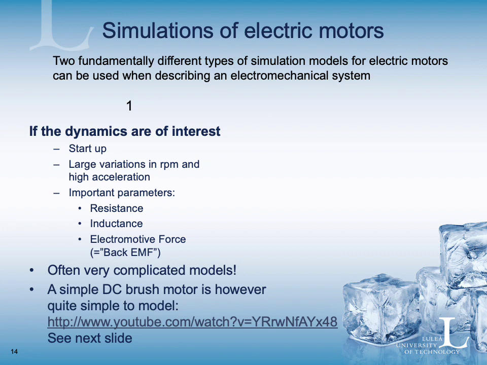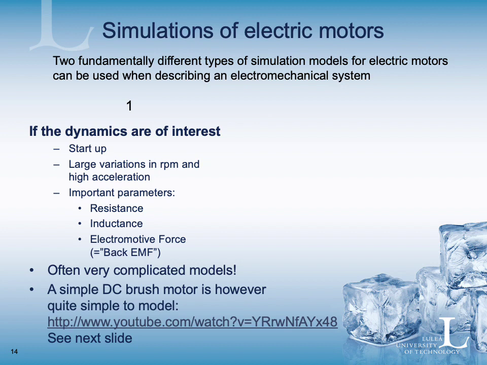If you want to do simulations of electric motors, there are two fundamentally different types of simulation that you can do when you want to use them in a simulation model to describe an electromechanical system. I call them 1 and 2 in this case. Simulation type 1 is if you are really interested in the dynamics of this motor, for instance, a startup sequence. You want to see how many seconds it takes to start to rotate, where you have a large variation in RPM and high acceleration, like if you want to simulate an acceleration phase in a car or something.